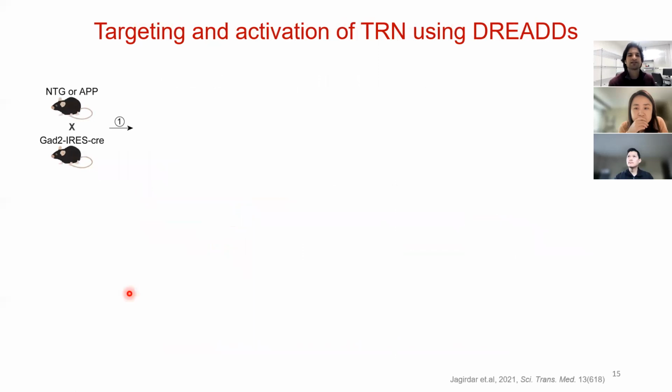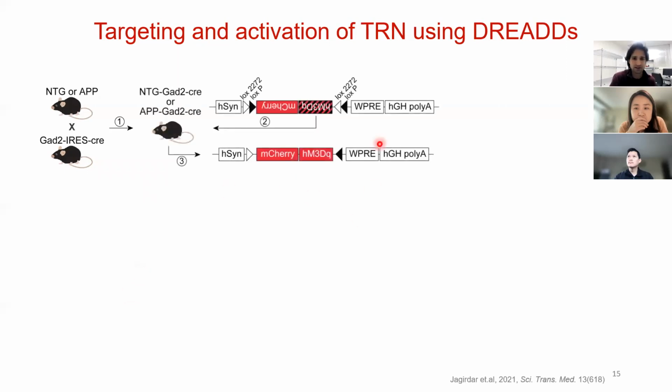So first we started with targeting and activation of TRN using DREADDs. As I had mentioned, the TRN is made up of a whole GABAergic population. So we crossed our NTG and APP mice, that means the J20 mouse line, with the GAD2-Cre mice, so that we can target our Cre-dependent hM3Dq virus directly into TRN. So that's what we did.